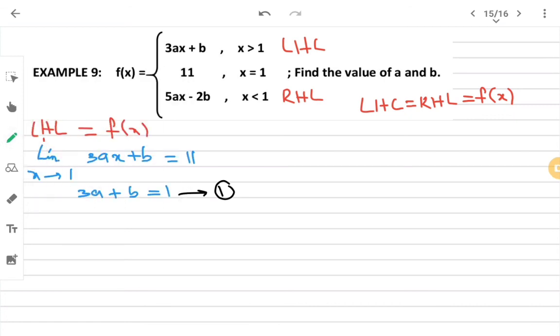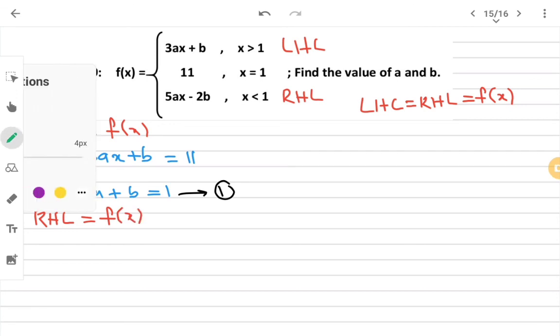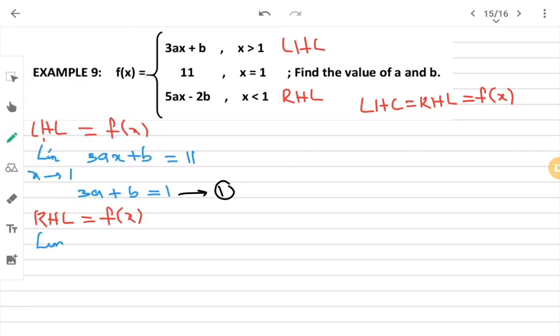And now I am comparing RHL is equal to f of x, and I'm taking the limit x tends to 1. Now the function is 5ax minus 2b, because the separate equation is for the right hand side. So limit 5ax minus 2b is equal to, what is the f of x value? That is 11. If I'm replacing x is equal to 1, I will get 5a minus 2b is equal to 11, and this is equation 2.